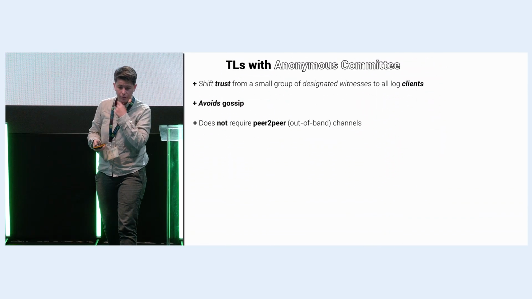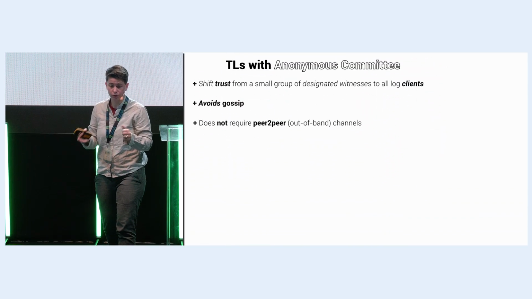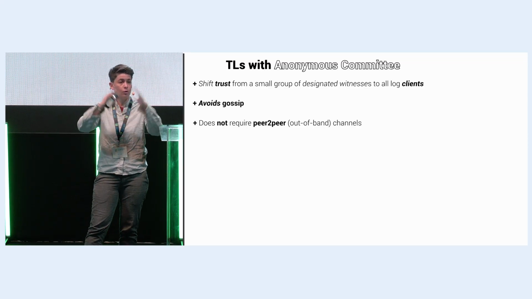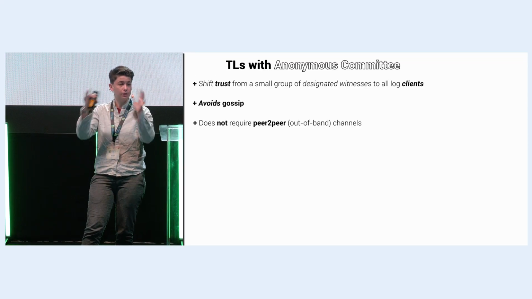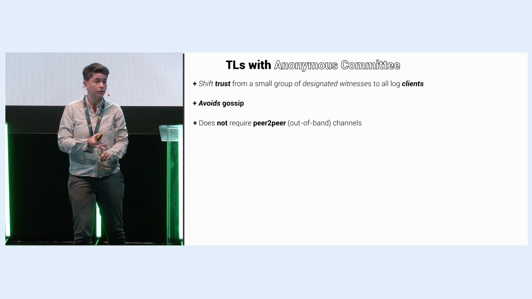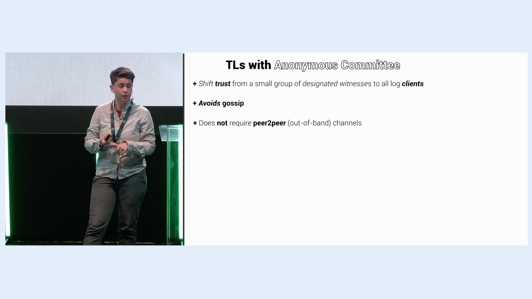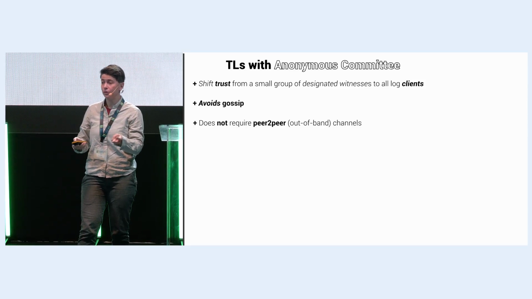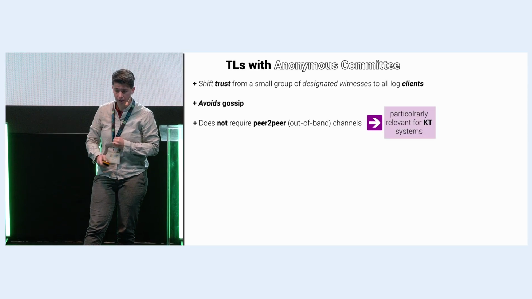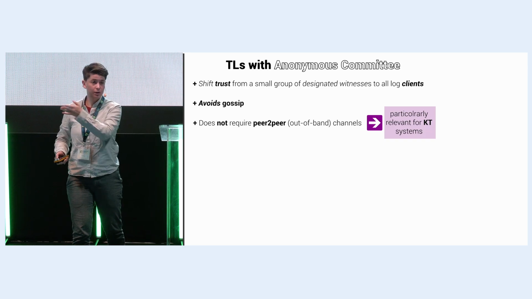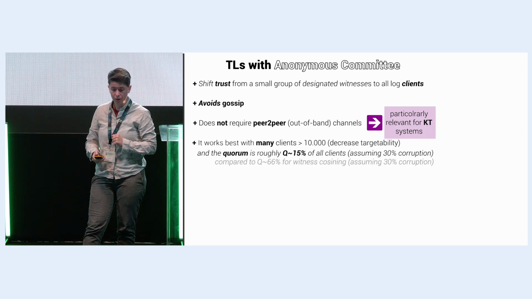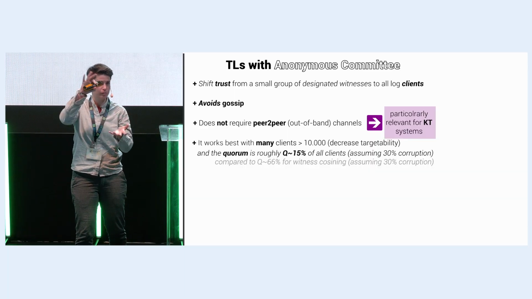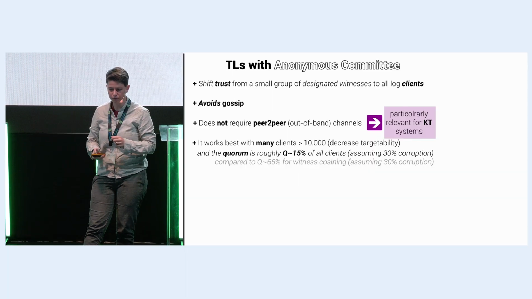And I think there are a few positive sides. We remove the trust from a small group of designated witnesses to all the clients that are actually using the log. We avoid gossip, which we know doesn't scale well with a large population, like the billions of users in WhatsApp. And it does not require peer-to-peer out-of-band channels. So this is particularly relevant for KT, as has already been mentioned in the previous talks. It works best with many clients. The more clients we have, the smaller the portion of the committee we need.